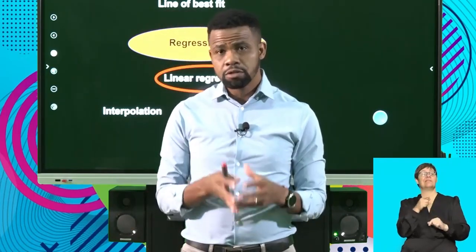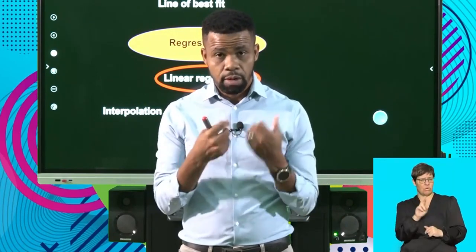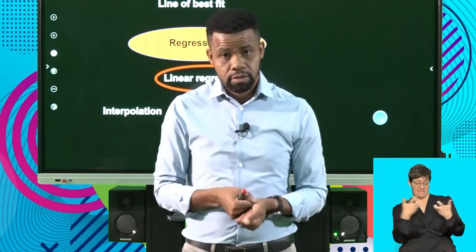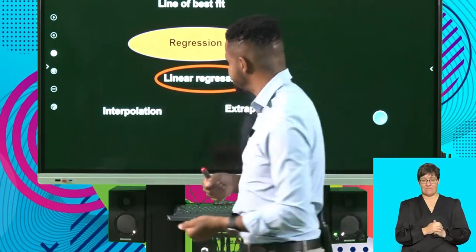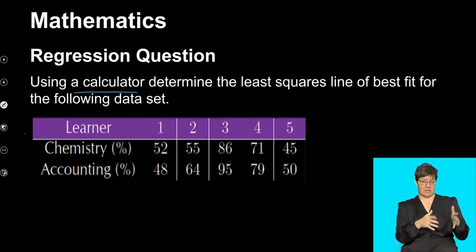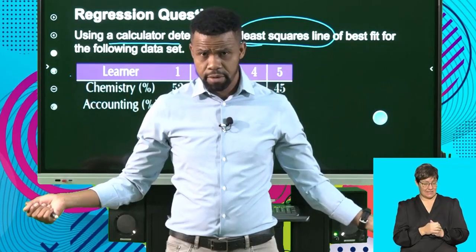Now, the focus of this part is how do we find the equation of the regression? When we talk about regression, I'm talking about the equation of a straight line, but which is the best fit. How do we really find that? Okay, so let's see. Here there is a regression question. Using a calculator, determine the least square line. The least square line is the same thing, we're talking about the regression, the line of best fit. It's exactly the same.